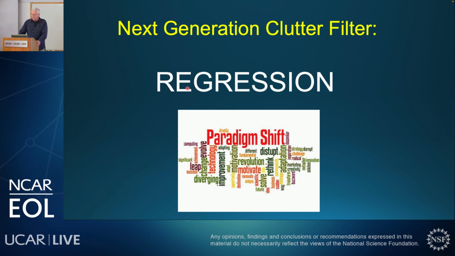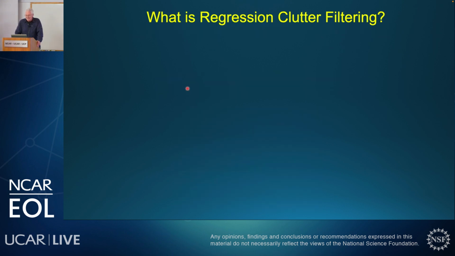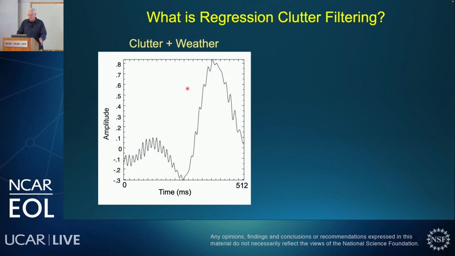So next generation clutter filter, says me, is regression filtering. And I really think this is a paradigm shift that we need to go through for clutter filtering. So what is regression clutter filtering? Well, I've alluded to it, and you might be able to figure that out. So I'll give you an example.